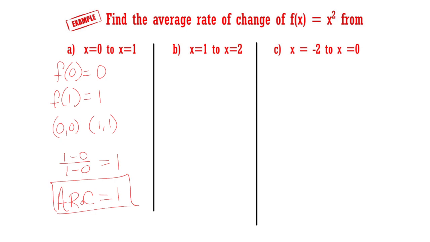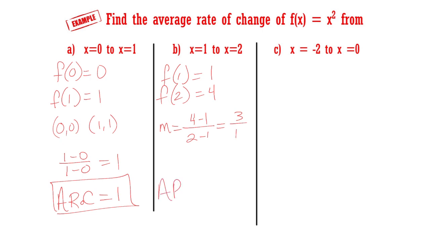This time I'm going to do it over a different span of that parabola. So if I put 1 in, 1 squared is 1. If I put 2 in, 2 squared is 4. So now when I do y minus y, I'm going to have 4 minus 1 over 2 minus 1. And my slope is now 3 over 1. So the average rate of change is equal to 3. Now that's steeper. So that stretch of the parabola is steeper than what the first one was.